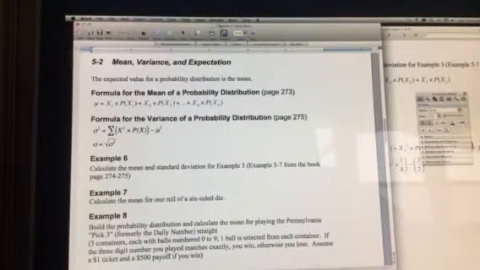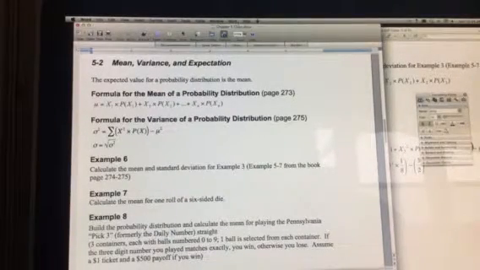This video is for section 5-2, mean, variance, and expectation for probability distributions. All right, first we're going to look at the mean of a probability distribution. And the formula for that is shown here in the notes and also on page 273 of the book.